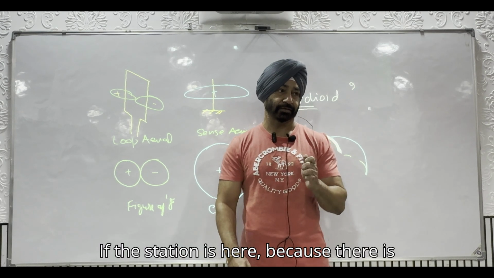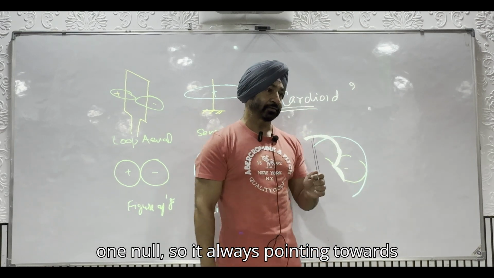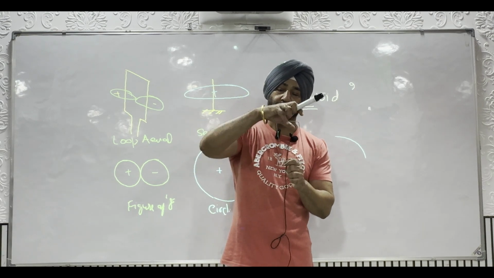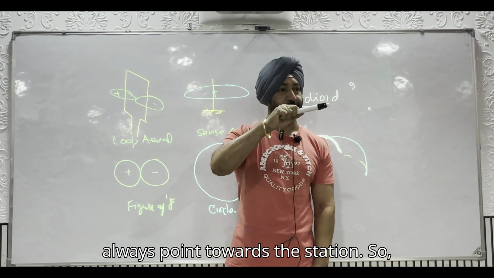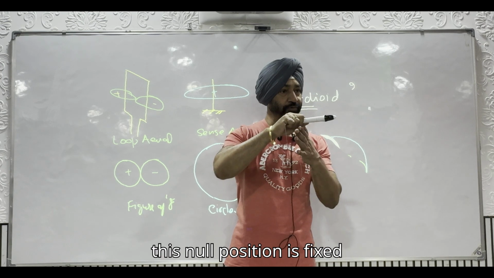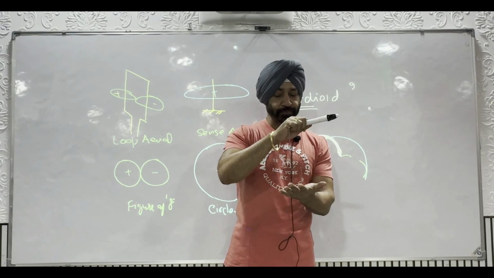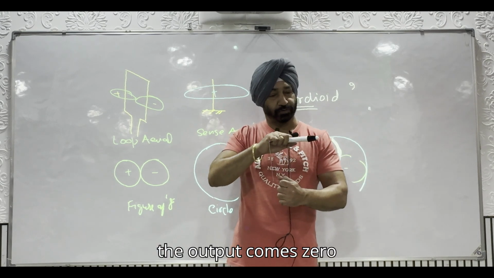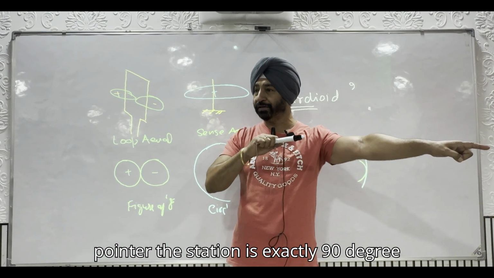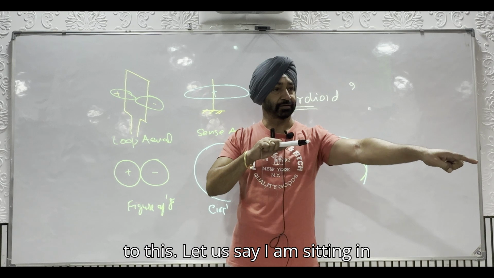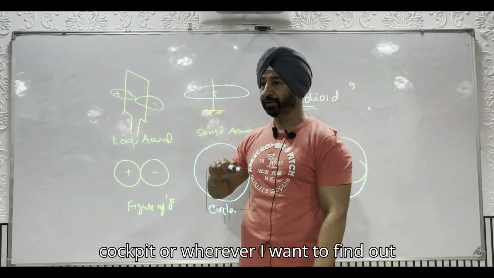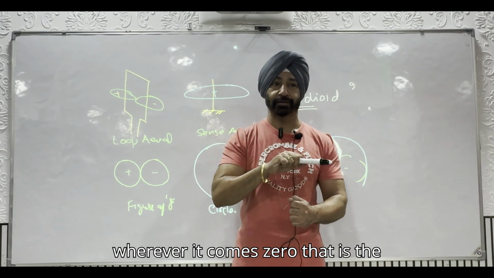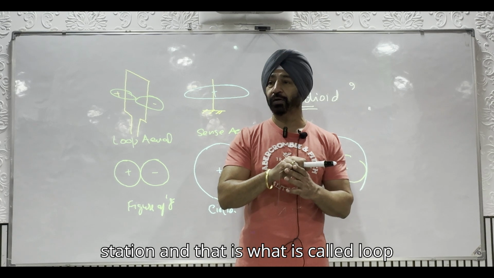If the station is here, because there is one null, it is always pointing towards the station. This will be null. So my pointer, if this is my pointer, I want it to always point towards the station. So this null position is fixed, where the output will be 0. Earlier they used to do this manually. That's why it is called loop scale equipment. Wherever the output comes 0, the station is exactly 90 degrees to this. Let's say I'm sitting in the cockpit or wherever, I want to find out where the station is. I tune the frequency and start rotating it. Wherever it comes 0, that is the station. That's what is called loop scale reading.